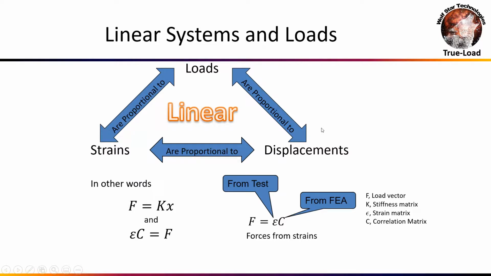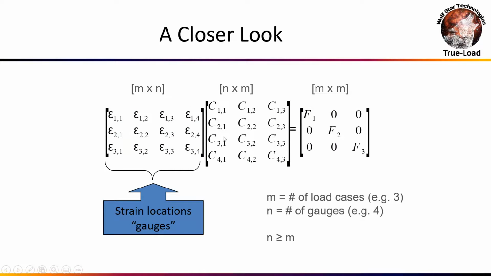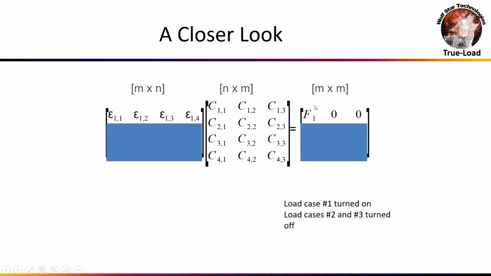So let's dig into this a little bit further here. Here we've got strain times a correlation matrix is equal to load. In this example, I've got 3 unit loads on my model, and I've got 4 uniaxial strain gauges laid on my part. Each column of my strain matrix represents a uniaxial strain gauge. Let's go through this row by row and we'll see how this math works out. Here I'm going to turn on load case number 1 and turn off load cases 2 and 3. Now I'll record the strain response off the FEA model at these 4 locations. So we'll write those 4 strains down and we'll go to the next load case.